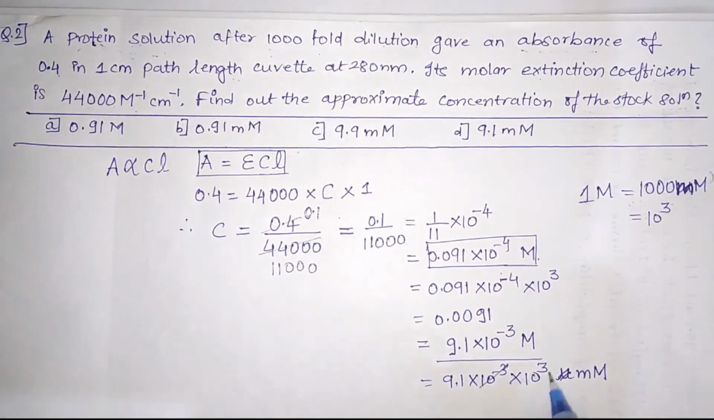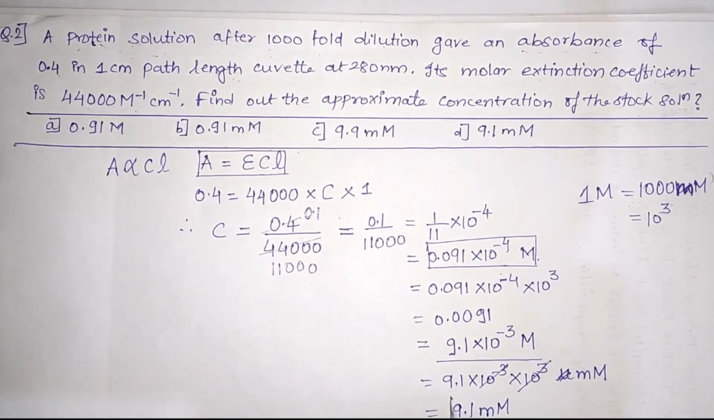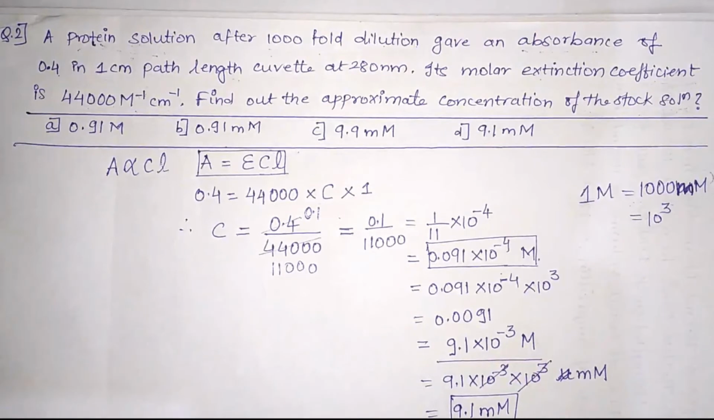So we know this gets cancelled out, so we get our answer 9.1 millimolar, and we can find this is there in option number D. So this is the correct answer.